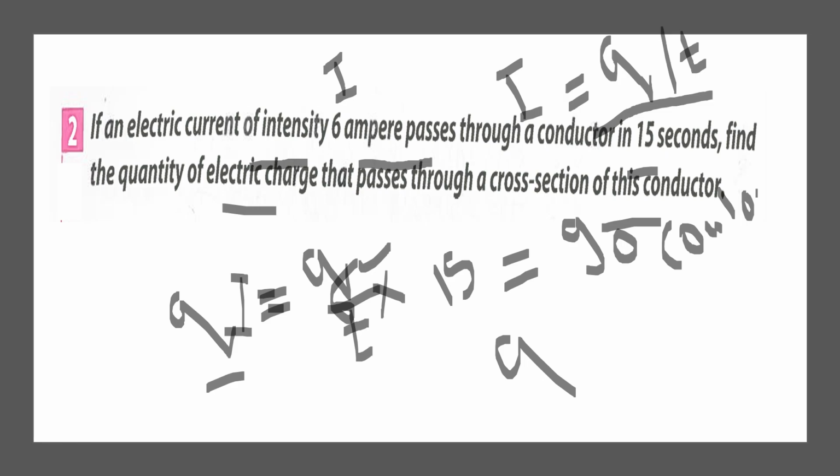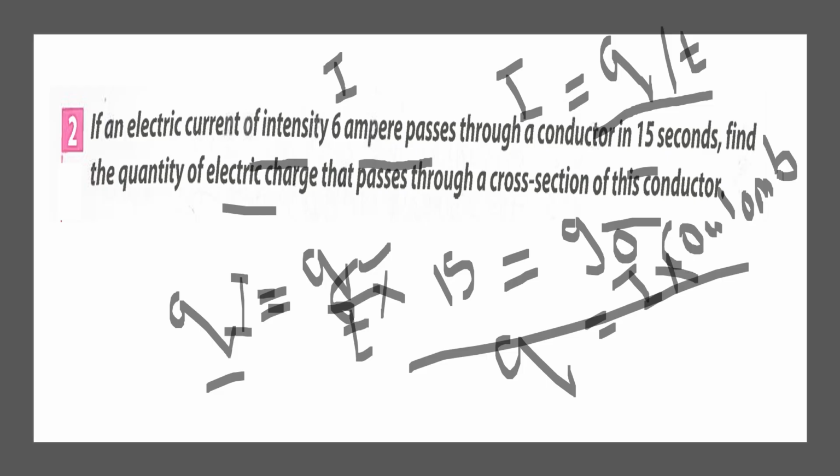So Q equals, this is from the magic triangle, I times T. So Q, the quantity of charges, equals 6 multiplied by 15. 6 times 15.